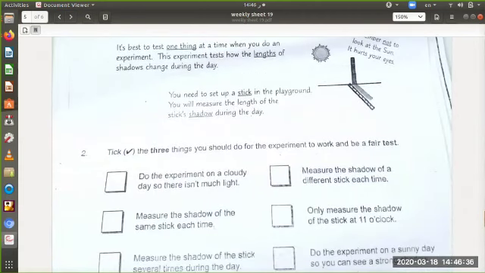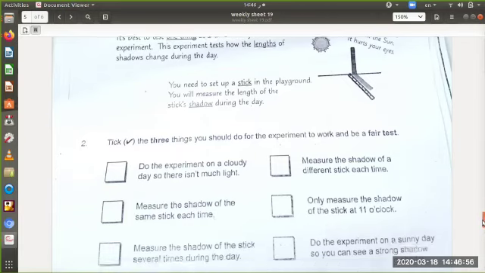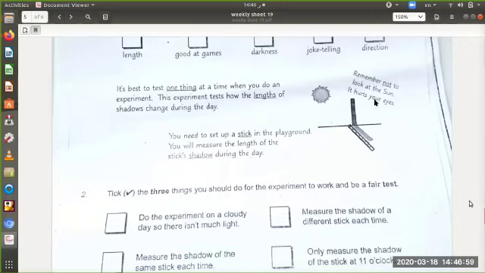It's best to test one thing at a time when you do an experiment. This experiment tests how the length of shadows changes during the day. You need to set up a stick in the playground. You will measure the length of the stick's shadow during the day. Tick. And it says here, remember not to look at the sun. It hurts your eyes. Okay.